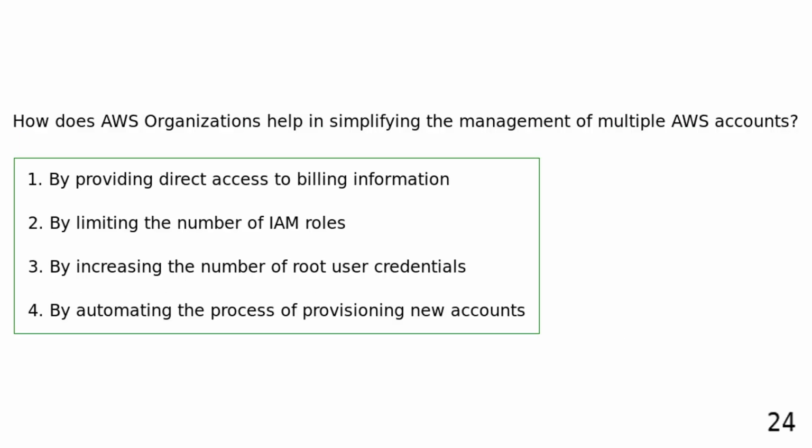How does AWS Organizations help in simplifying the management of multiple AWS accounts? By providing direct access to billing information. By limiting the number of IAM roles. By increasing the number of root user credentials. By automating the process of provisioning new accounts.